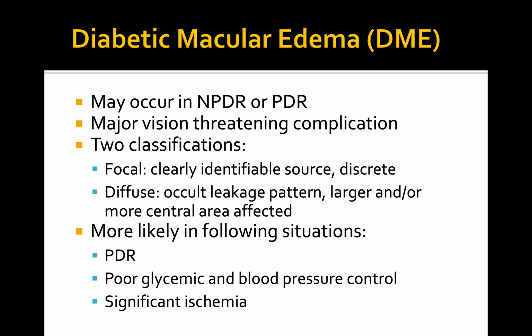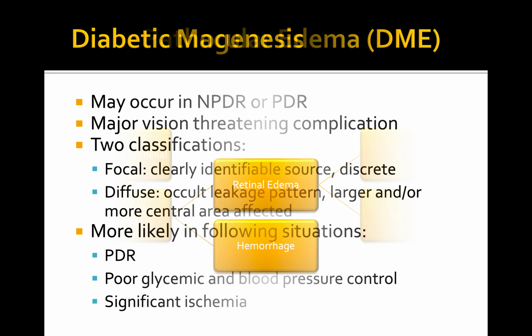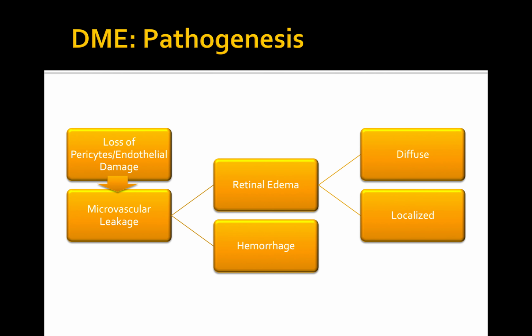DME is more likely in patients who have PDR or who have poor glycemic and blood pressure control, or those who have significant retinal ischemia. Pathogenesis of DME: initially one gets pericyte and endothelial damage, which can then lead to microvascular leakage. This leads to both hemorrhaging as well as edema. Remember, the edema can be both diffuse or localized.